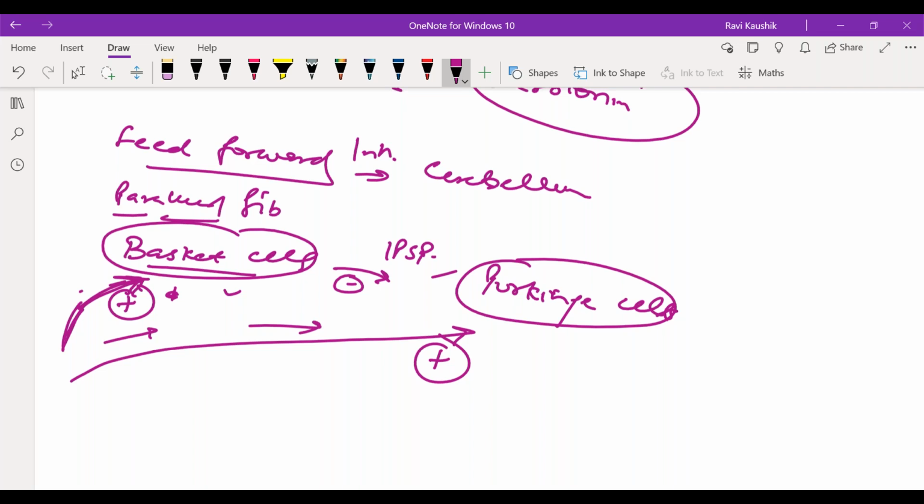So these are the basic properties of synapse, which are definitely important and pretty commonly asked.